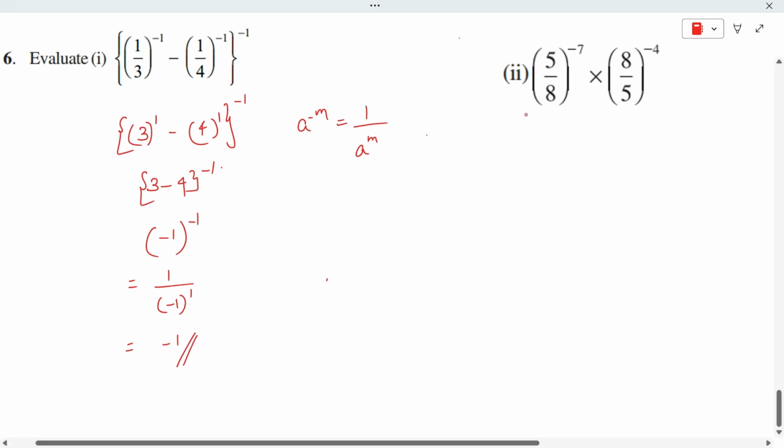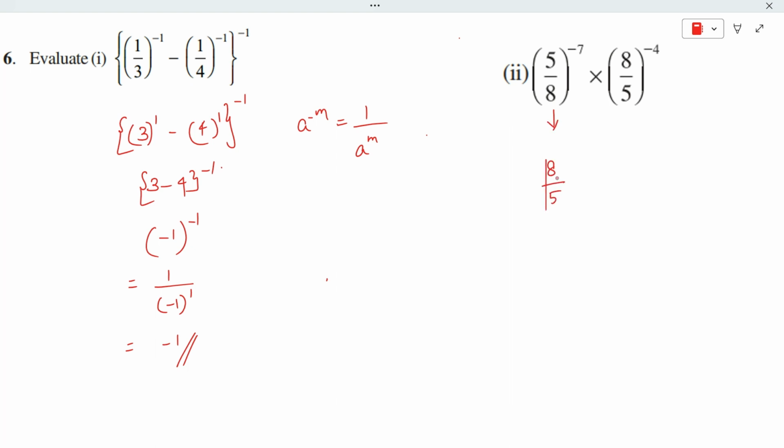Let's move on to second question of question number 6. Here you can see the first number has the base 5 by 8 and the second number has the base 8 by 5, isn't it? So with a simple trick, I can make the base equal. So what I'm going to do, I'm just reciprocating this first base. So which means 5 by 8 reciprocation will be 8 by 5. So if I'm reciprocating, the negative power will turn into positive power, isn't it? And the next base I'm just keeping as it is. So you can see here now the bases has become equal.